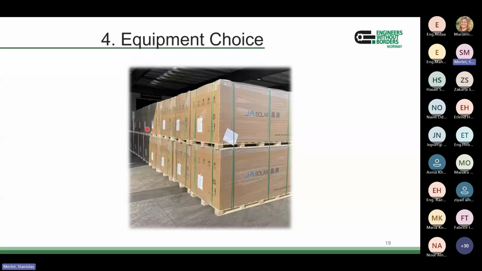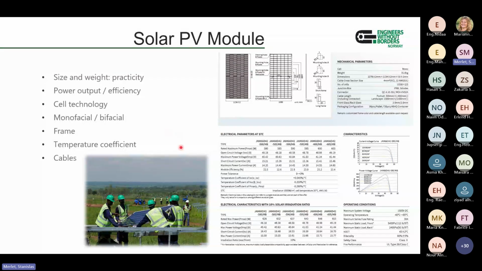And here we come to the last part in the equipment choice. That's also going to be covered in the session tomorrow, but it's how do you pick the right solar module, for example? There are a lot of solar modules in the market, a lot of different providers. It is quite standardized, but you have different power ratings, different losses, different dimensions, the cell technology, and monofacial modules, bifacial modules, different frames and temperature coefficients.